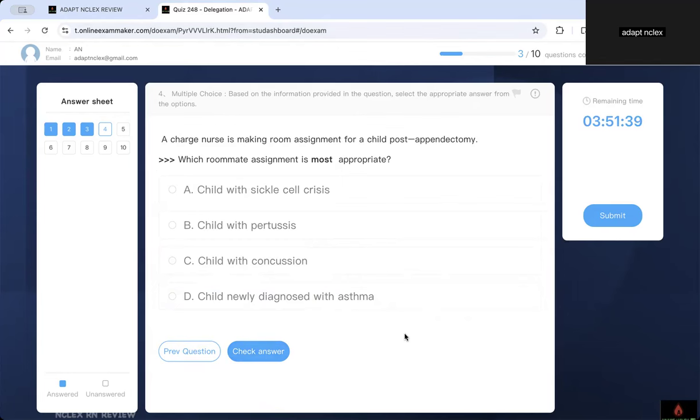A charge nurse is making a room assignment for a child post appendectomy. Who is the patient going to be roomed with? One, a child with sickle cell crisis; a child with ptosis; a child with concussion; a child with newly diagnosed asthma. What do you think? Which answer will you select? What concept do you use? The concept is: make sure the patient is not going to get infected. It's a post-op patient. We don't want the patient to get infected. If there's any infection here, stay away from that room. Do you see infection there? If you see an infection there, then stay away. I'm guiding you for the answer. Therefore, which one would you pick?